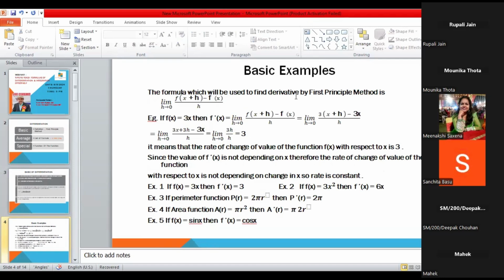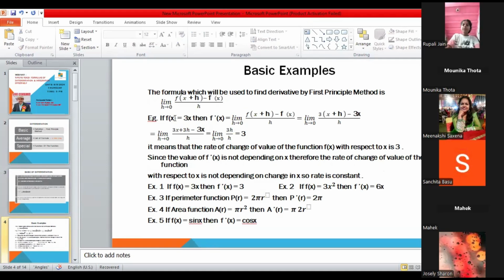Now we should go ahead to the next slide. The formula used to find the derivative by the first principle method is this. And now how do you proceed with examples, how do you explain them? So in this very simple example, f(x) equals 3x. Then by the formula, we find its derivative is 3.